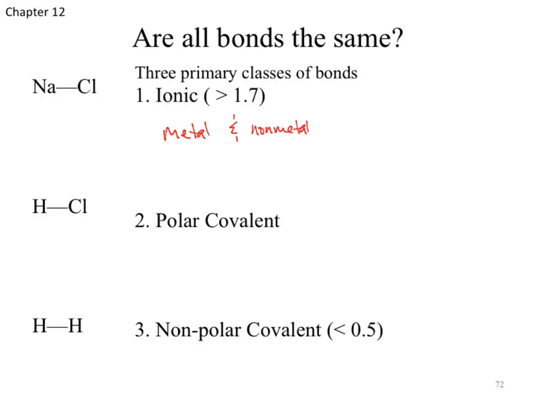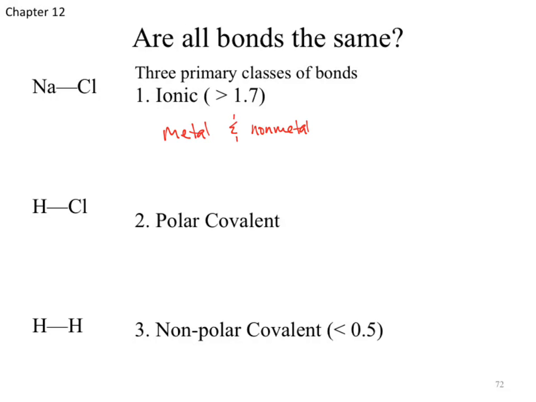Fluorine and fluorine, the difference is 0. Any element bound to the same type of element will get us a 0 difference in electronegativity, which means that type of bond is nonpolar covalent. Less than 0.5. And that's because when we try to put molecules together, we do very often put the same atom next to the same atom.